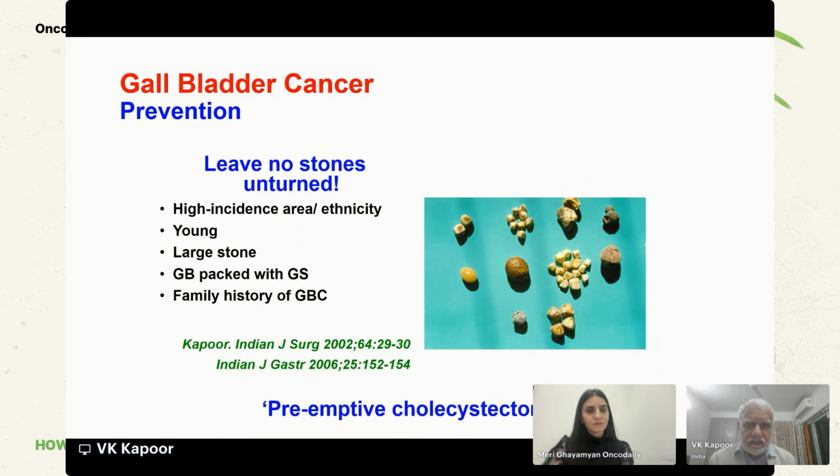But in high incidence areas or in populations where gallbladder cancer is very common, like North India, we do it selectively. So if the patient is very young, if it is a large stone, if the gallbladder is packed with stones, because these are risk factors for malignancy, and if there is a family history of gallbladder cancer, sometimes we do offer what is known as a preemptive cholecystectomy. Although I must say that this cholecystectomy should be done by a very experienced surgeon to make it more than 100% safe, so that there is no risk of bile duct injury and bile leak.